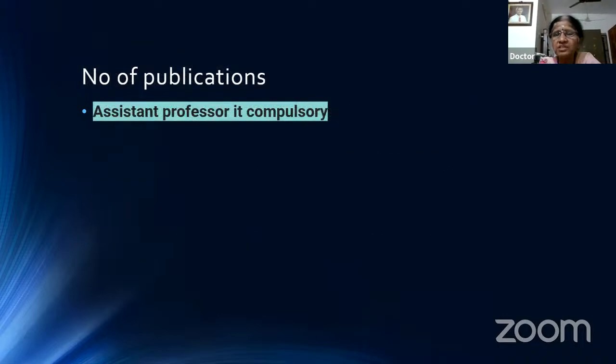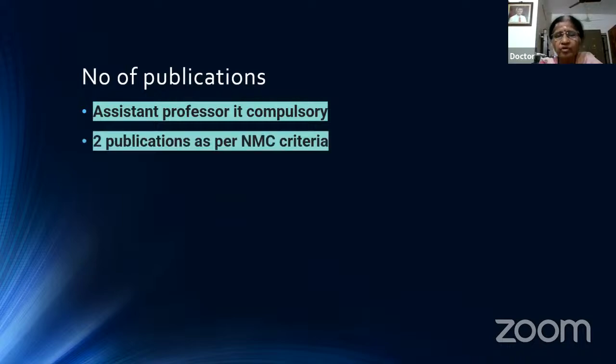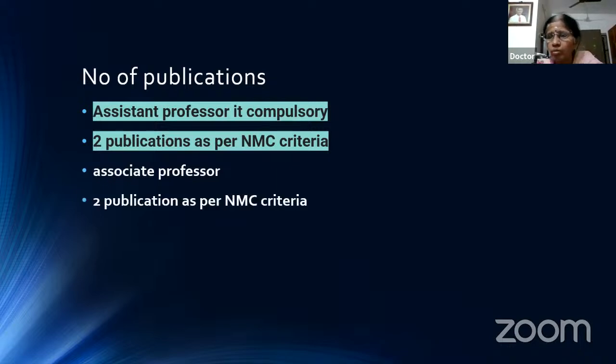And the number of publications, if you're an assistant professor, you have to have at least 2 publications as per NMC criteria. That means you should have published 2 publications in an indexed journal. It should be either a case series, an original article, a meta-analysis or a systematic review. So from senior resident or assistant professor, you must have 2 to become an associate professor. Once you become an associate professor and want to become a professor, you should have 2 more, with the same criteria. So totally, from assistant professor to professor, you should have 4 publications. And all these publications should be in an indexed journal.